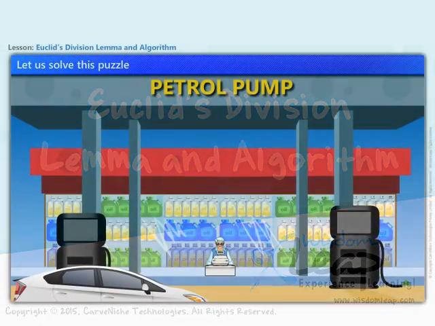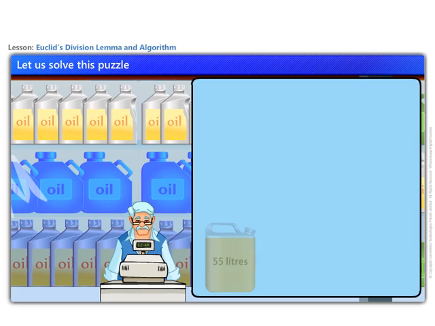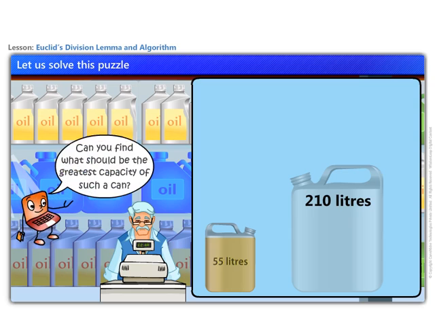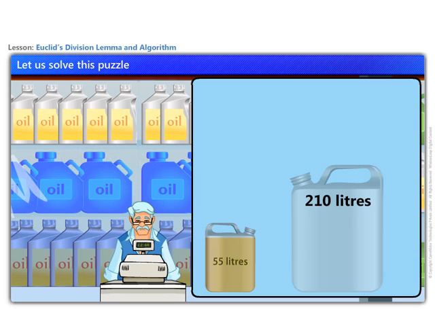Here is a puzzle for you. A shopkeeper has 55 liters of oil of one kind, 210 liters of another kind. He wants to sell the oil by filling the two kinds of oils in cans of equal capacity. Can you find what should be the greatest capacity of such a can? Now, let us try to solve it practically.